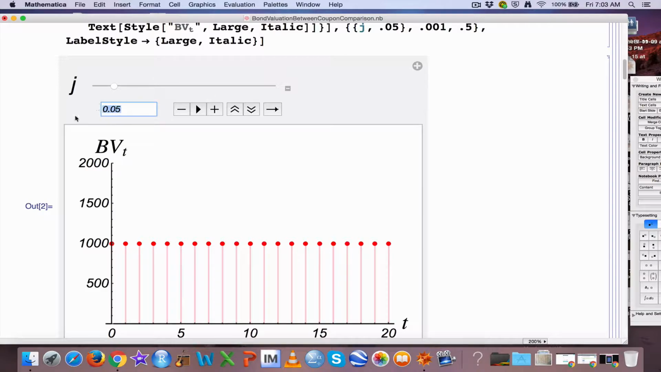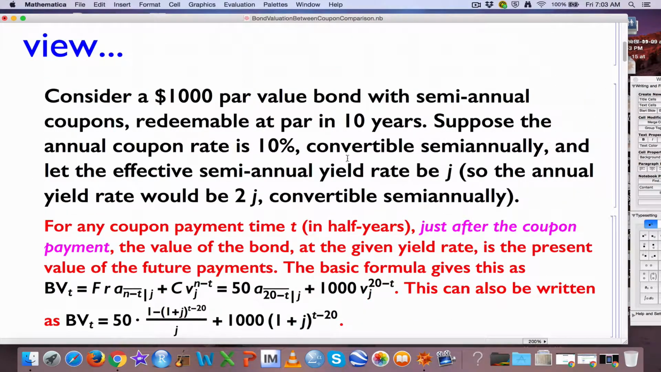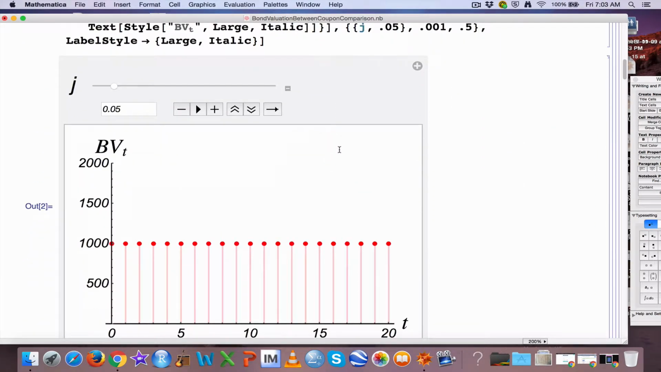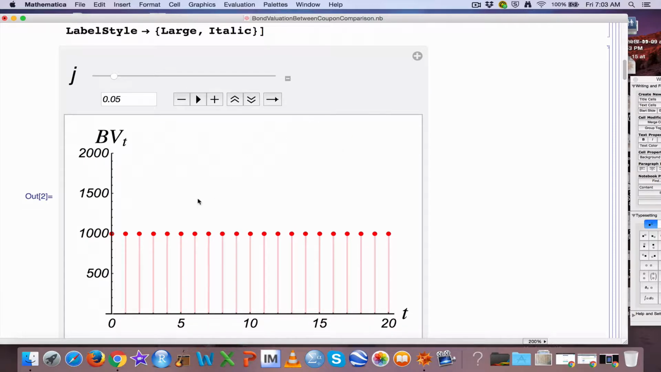When j, which I'm leaving in general unspecified, happens to be the same as 10% divided by 2, the same as the effective semi-annual coupon rate, you get constant book values at these whole number values. That's something you should recall. You're buying the bond then for the same as the face value, the same as the redemption value. What happens now as j increases or decreases? I can use this slider up here and see what happens to this graph. But think about it first.